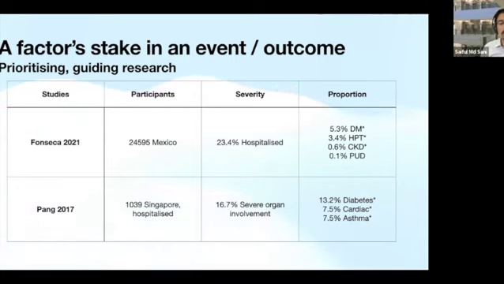In Pang 2017, they already had their hospitalized patients, and they were looking at severe organ impairment. Among the hospitalized patients, only 16.7% developed severe organ impairment. Within that 16.7% with severe organ impairment, only 13.2% had diabetes. So again, this will impact your study size and your study duration, and hence when you can publish your results.